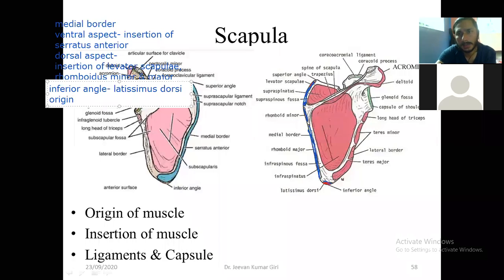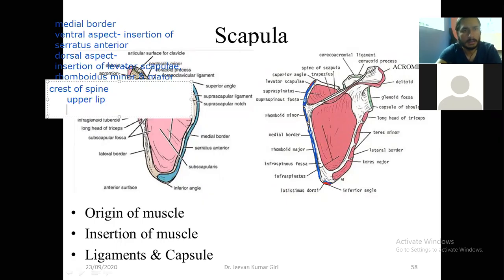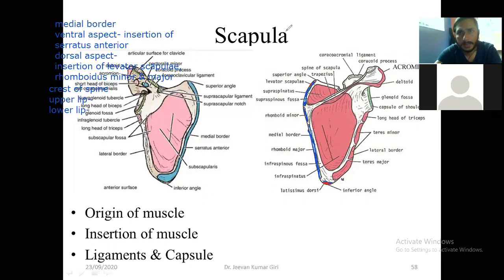Now we'll see the crest. So this is the crest of the spine. Now see, this is the acromion. Now we'll see the muscles in the crest first. The crest has two lips, isn't it? One is the upper lip and the other is the lower lip. If you see the upper lip, this is the crest only, and here is your upper lip.